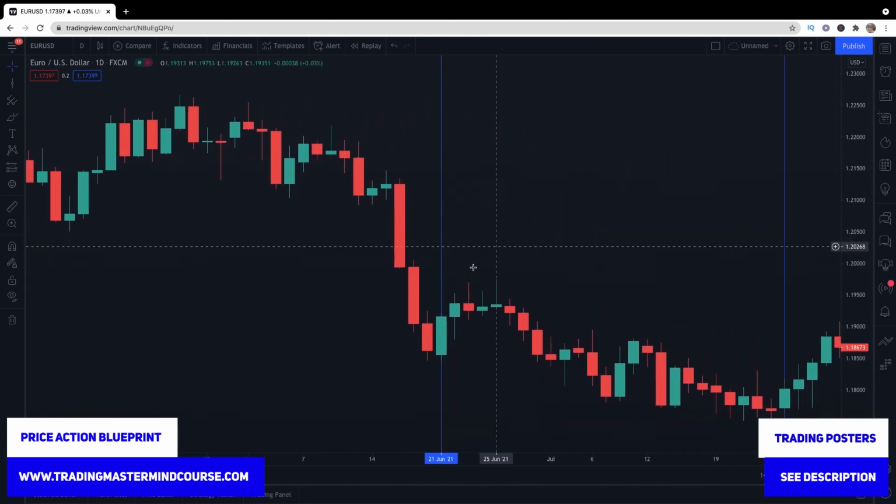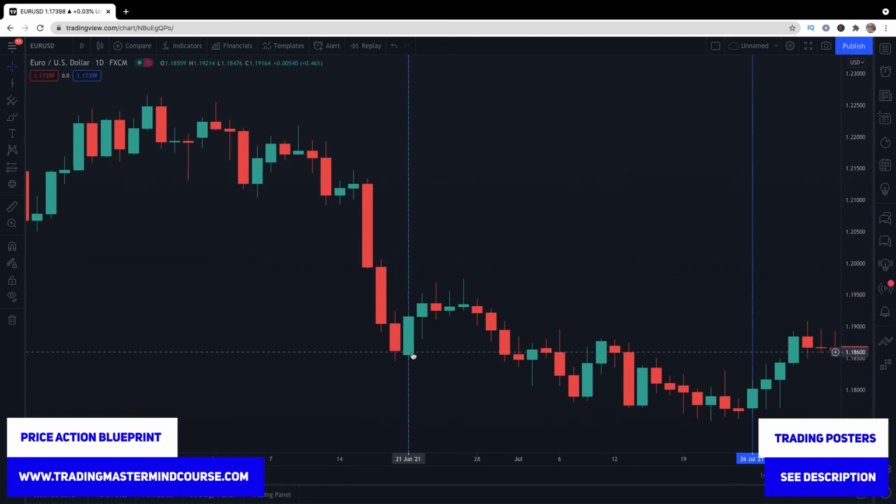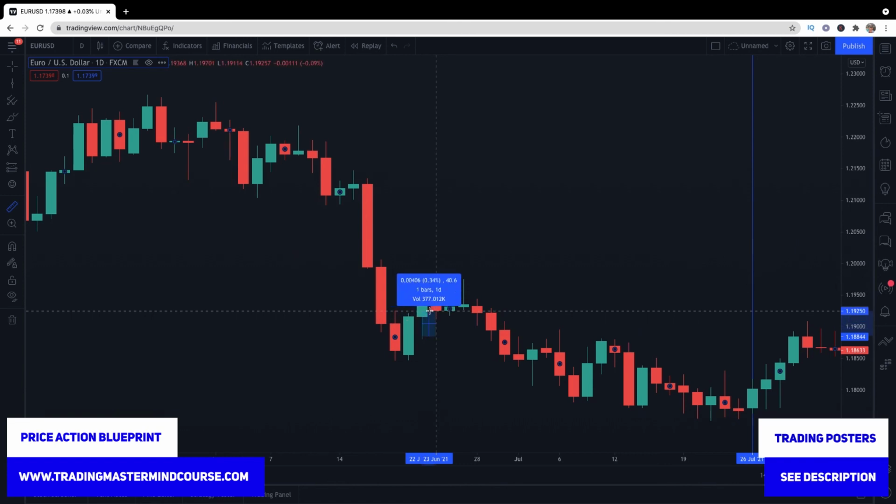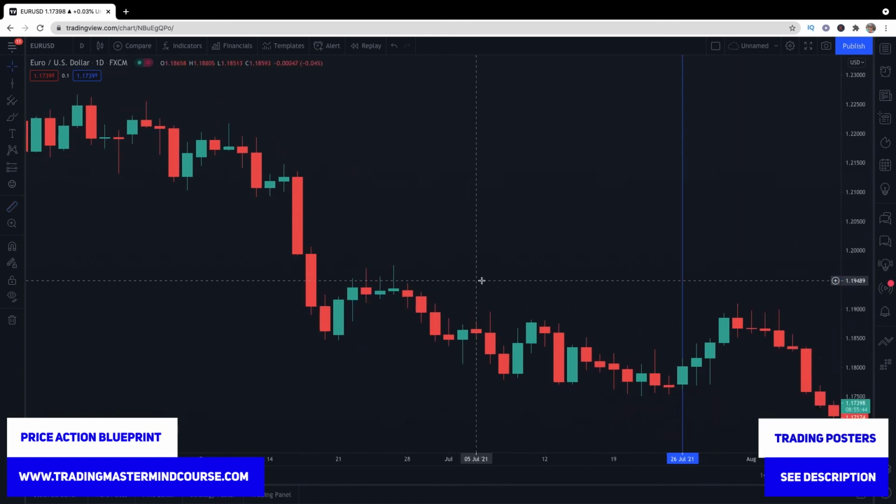Our next setup is this one over here. And as you can see, we have a bullish engulfing, which we would have traded on this day at the 50% retracement level of this candle. And as you can see, right here we would have traded, stop loss of around 40 pips, take profit of around 40 pips as well, and we would have hit our take profits.